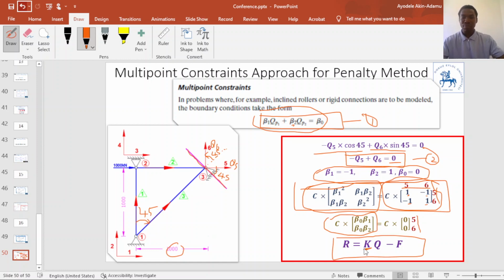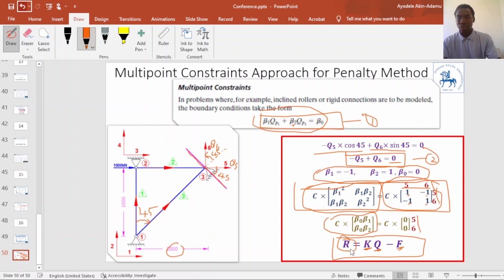The global stiffness matrix for this question is a 6x6 matrix because it has 6 degrees of freedom. So K is our unmodified global stiffness matrix. Q is our displacement quantity that was calculated, while F is our force vector. If you calculate this, you compute the reaction force at each node.